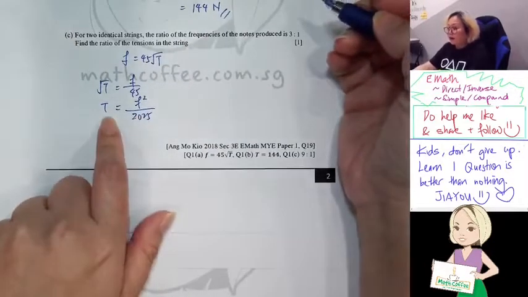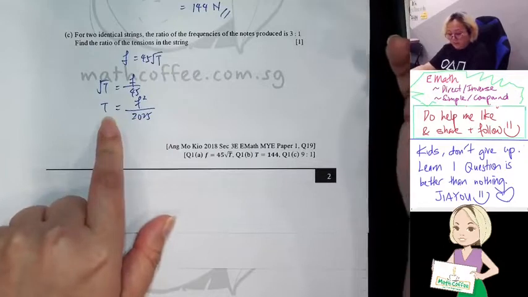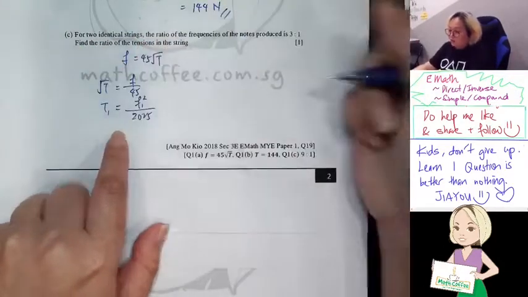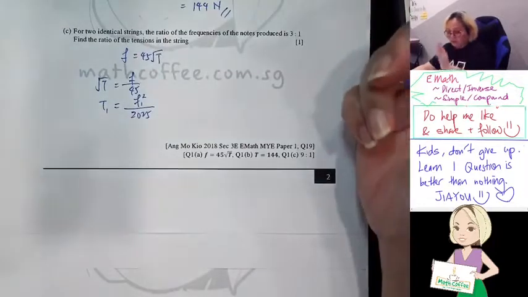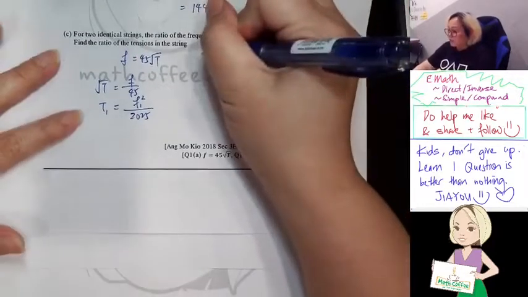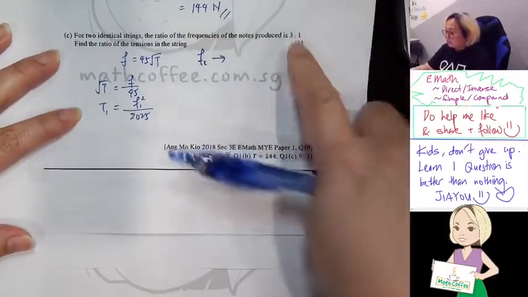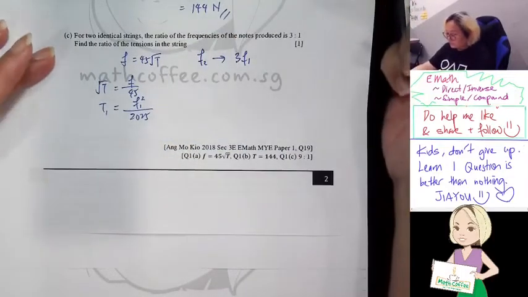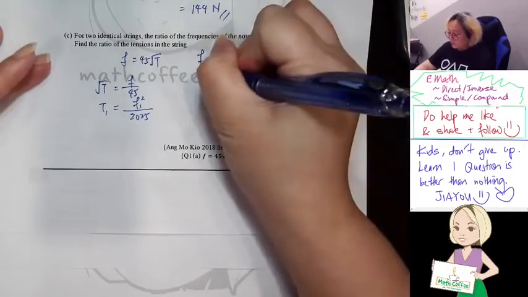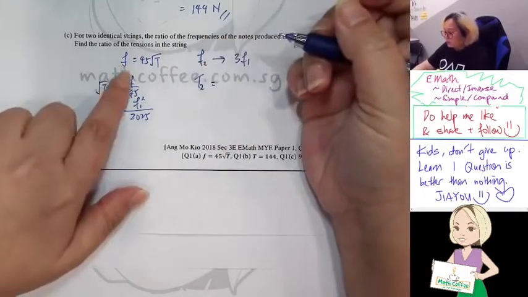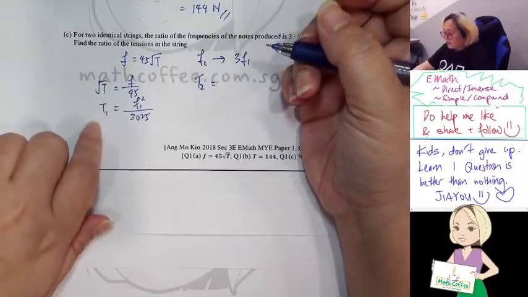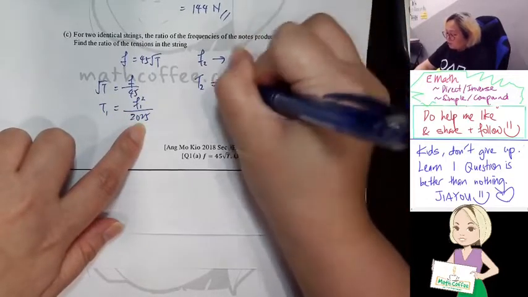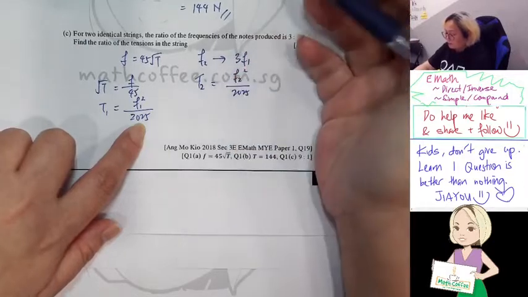Okay, so now I've made T the subject. So I shall say T1 will represent F1. Now let's find out what my T2 is. My F2 will be 3 times, so it will be 3F1. Let's find out what my T2 is, using the same formula over here. It will be F2 squared over 2025.